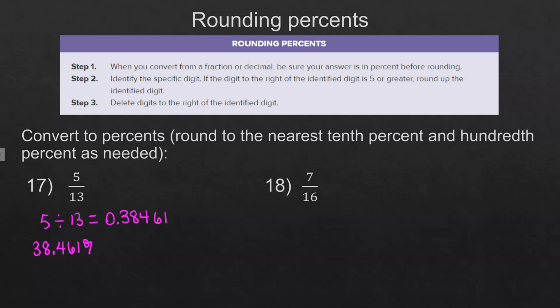And when I round that to the tenths place, I'm going to add 1. So 38.5%. And then, here, I'll just write it out again. 38.461% rounded to the hundredths place means that I don't add anything. I just drop what's after that. So 38.46%.